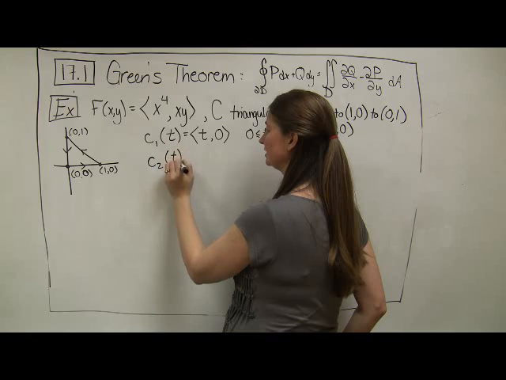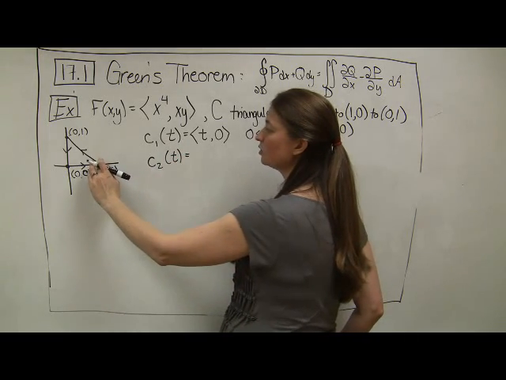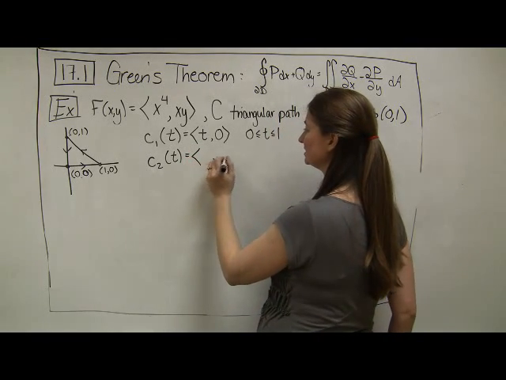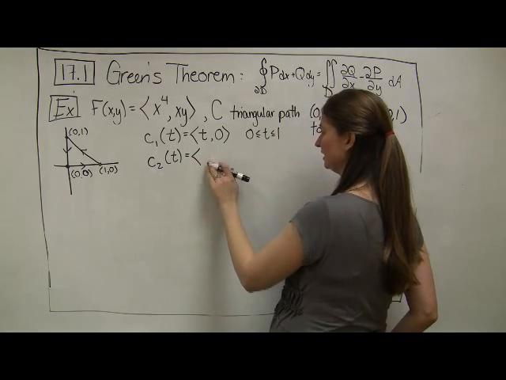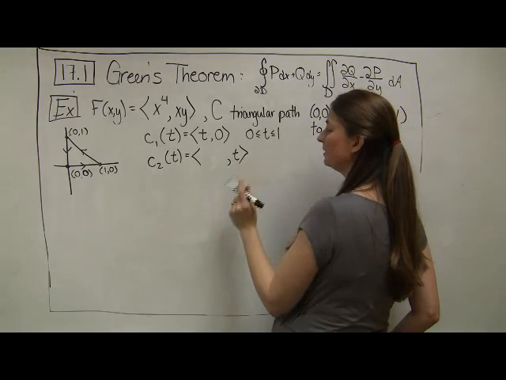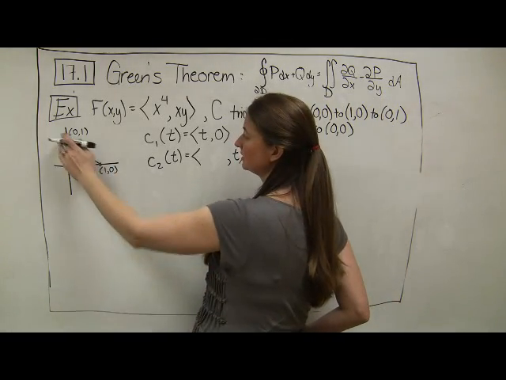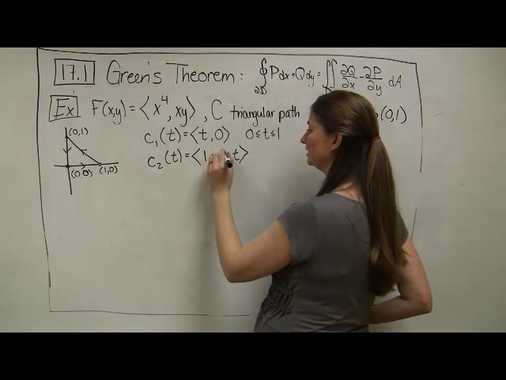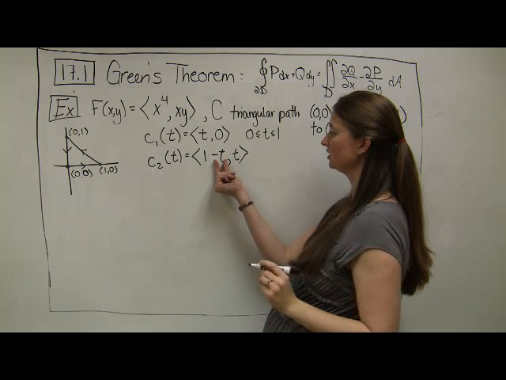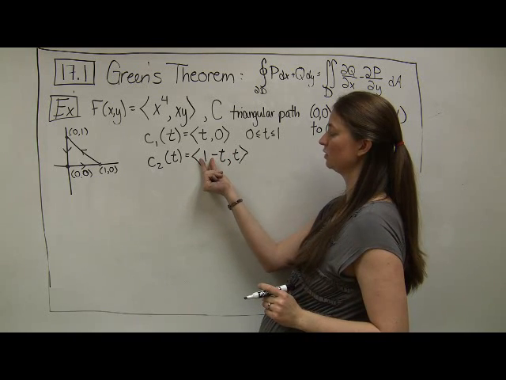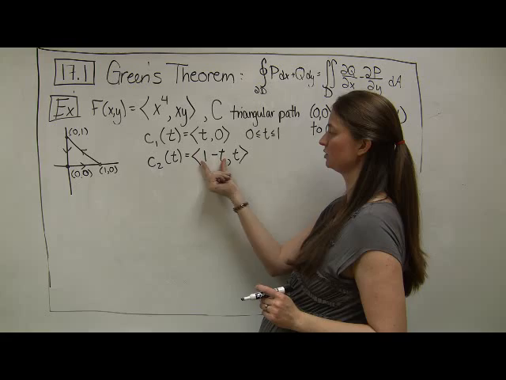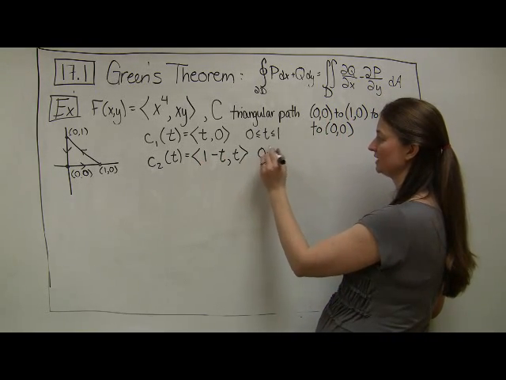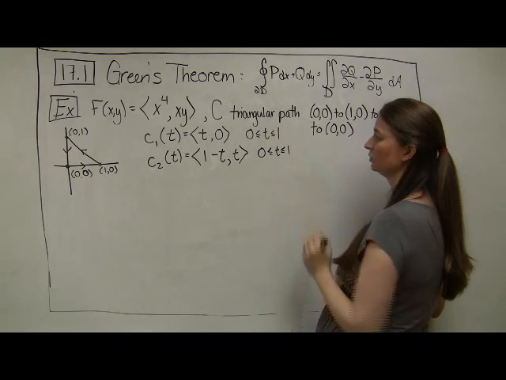C2 is going to be a little trickier. My y coordinates are increasing from 0 to 1 at a continuous rate. So I'm going to set my y coordinates equal to t. But my x coordinates are going backwards. They're starting at 1 and going to 0. So if I start with t equals 0, my x value is at 1, and when t equals 1, my x value equals 0. So I use 1 minus t in the x component and t in the y component. Again, t is going from 0 to 1.